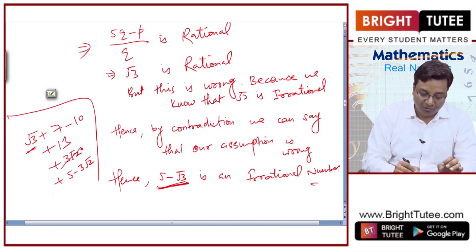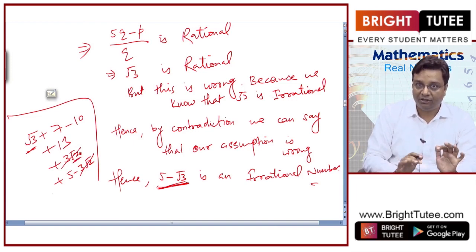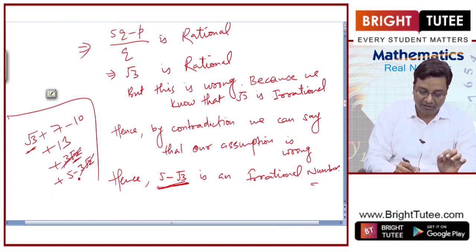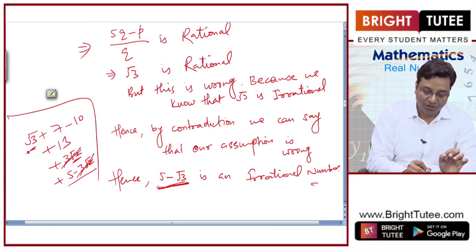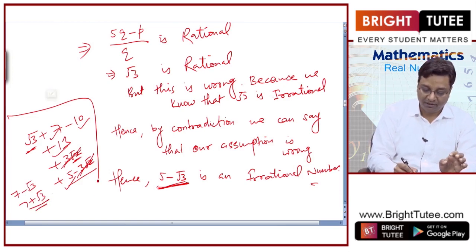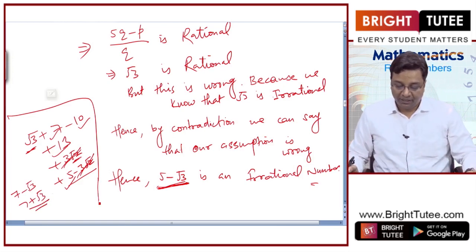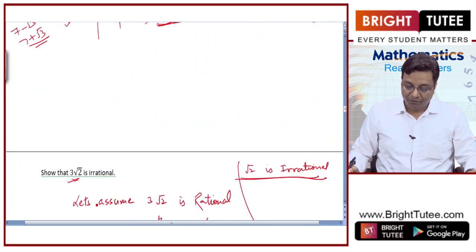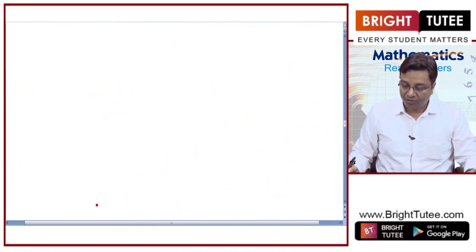Root 2 also brought irrationality into this number, but it got cancelled by this 3 root 2. But root 3 cannot be cancelled by these rational numbers. So any such combination, like 7 minus root 3, let us say 7 plus root 3, these all are irrational. This is just for your knowledge. So we have proved 5 minus root 3 to be irrational.